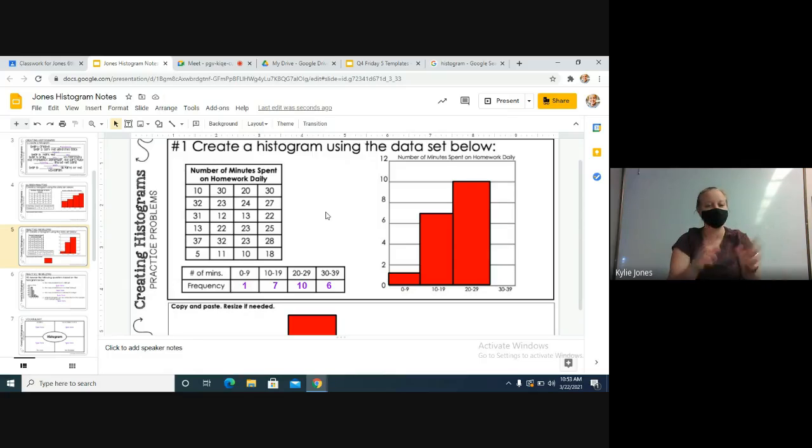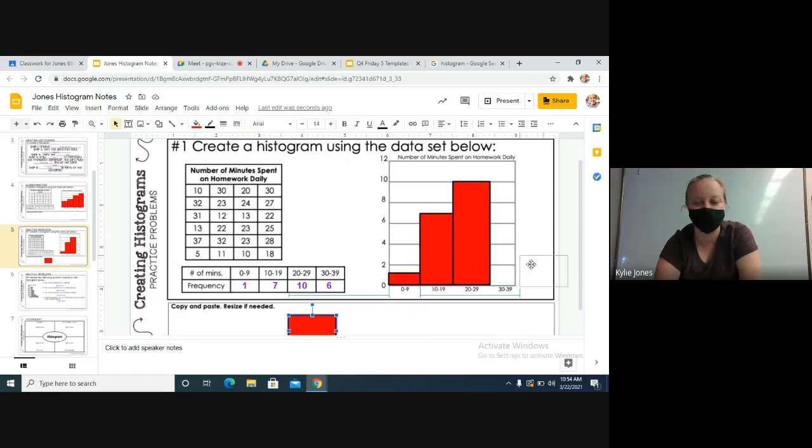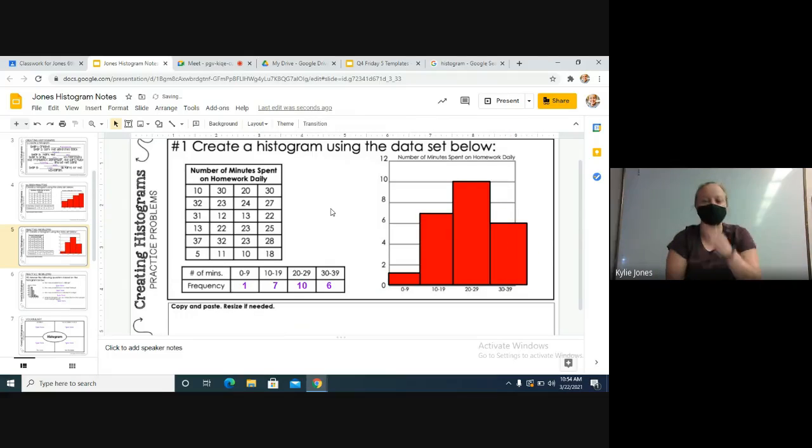Is this making more sense the more we do it? I know. When we type it all out, you guys are like, oh my God. And then I'm like, just wait. It's not that hard. And finally, 30 through 39. How many kids spend that much time on their homework? 6. There we go. Perfect. So there is our histogram for number of minutes spent on homework.